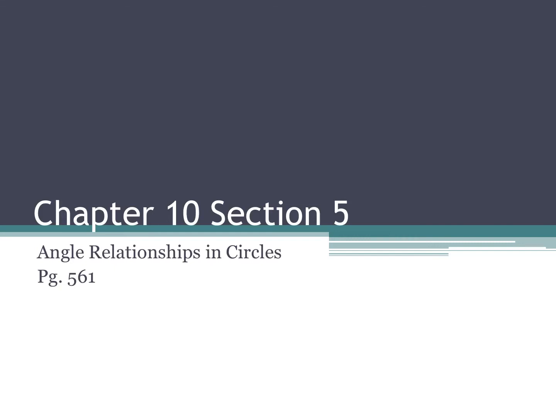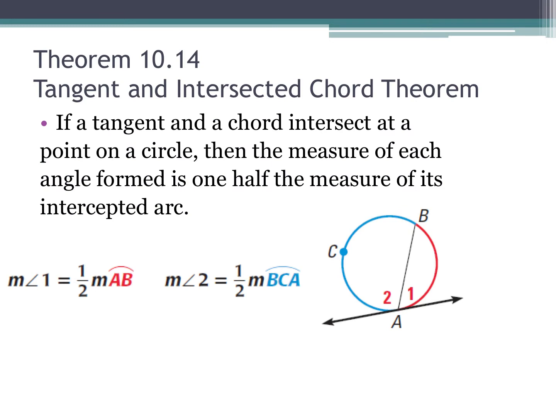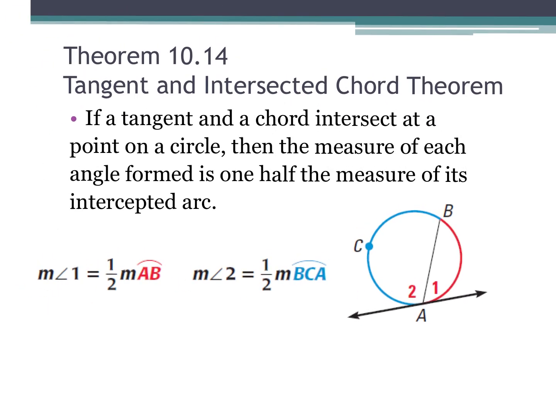So today we're going to cover angle relationships in circles. The first angle relationship we're going to talk about is when a tangent and a chord intersect. And that's called the tangent and intersected chord theorem.